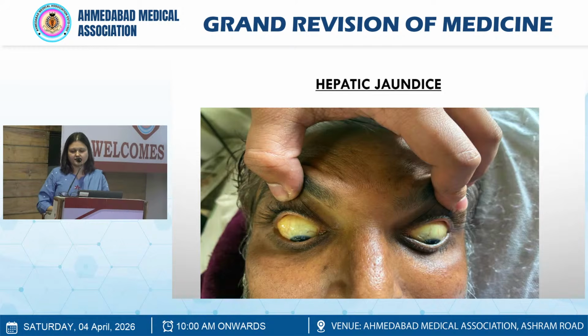This is the classic ochre yellow color of hepatic jaundice, right? Here you can see how to check for the jaundice. Ask the patient to look downward and then retract both the eyelids. Okay, see the jaundice in the unexposed part of the sclera. Okay, because I have mentioned earlier, in the exposed part you can find muddy sclera.